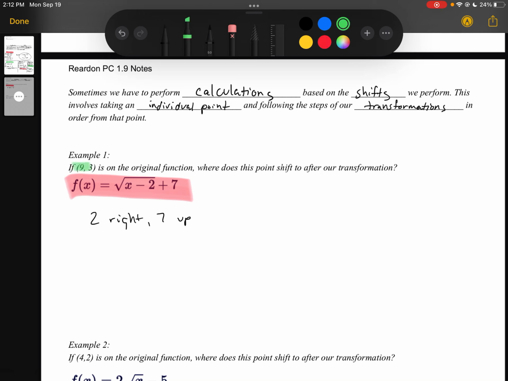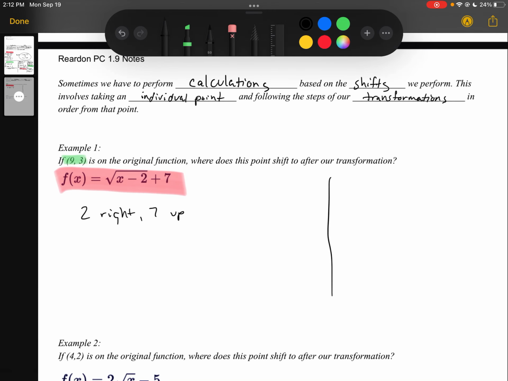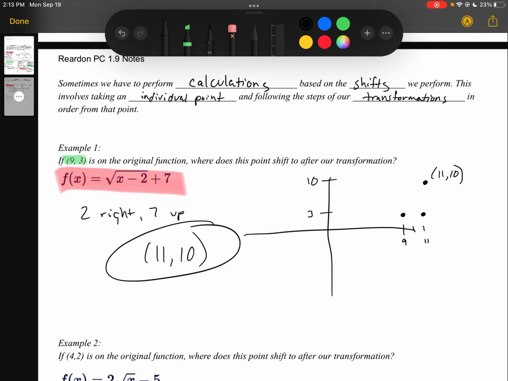So they give us an ordered pair of 9, 3. So x is 9, y is 3. And that's on the original function. So we want to know, where does this point shift to after our transformations? So we start off to the right 9 and up 3. And then from here, we can perform those shifts. So visually on a graph, if we go 2 to the right, we end up at 11. That's our first shift. And then we go up by 7. So from 3 up to 7 gets us up to 10. So 11 comma 10 would be our new point. So that would actually be the final answer here.